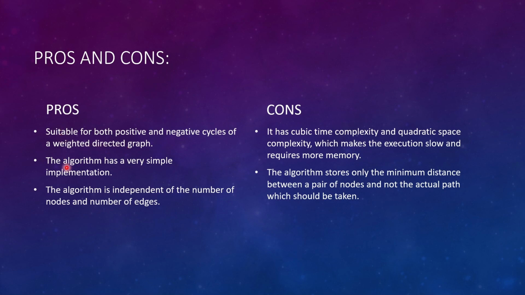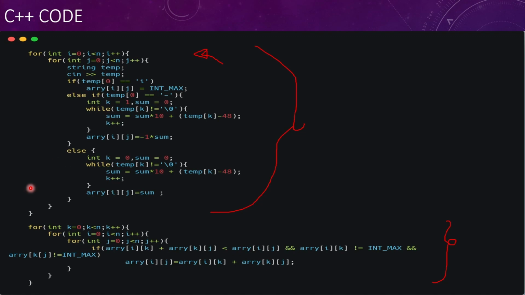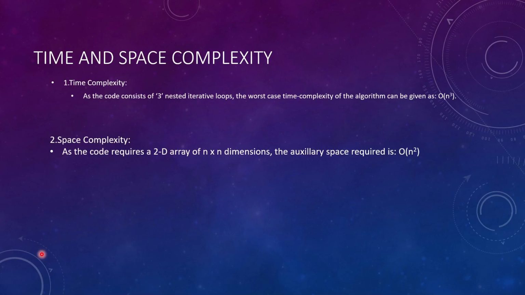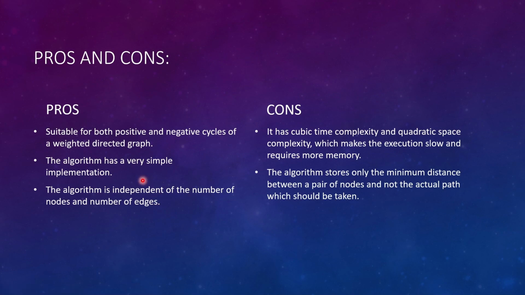Secondly, the algorithm has a very simple implementation. As we can see in the code, it is just a series of for loops and simple input of strings. Thus, the implementation is very simple and not anything too complex. Thirdly, or lastly, the algorithm is independent of the number of nodes and edges.